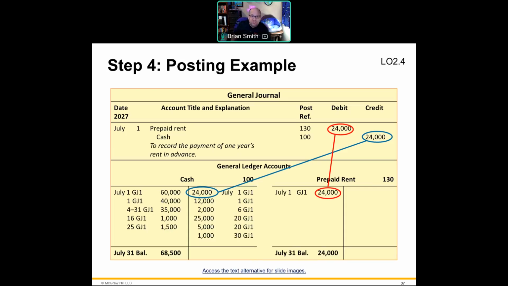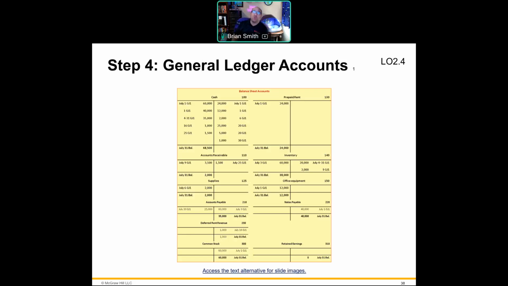So this is the example of posting, right? When we got that prepaid rent or something. It's just an example. It's not even what we really did. We took those and put them in the cash ledger and the prepaid rent ledger. Here is our ledger. It's super small. If you need to see the alternative, access the alternative slides, please click on this link here.